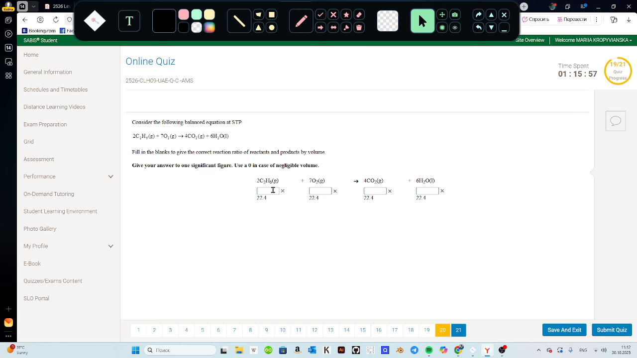Now here we're trying to find the volume ratio for the following balanced equation at STP. So the ratio of reactants: 2, because if it's a gas, we look at the coefficient next to the compound and we just write it down. So 7 here is going to be 4. But if it's liquid or solid, it's negligible. So there is no volume, so we just put 0.